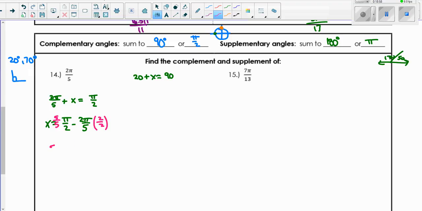So I'm going to get 5 pi over 10 minus 4 pi over 10. And then that means the angle that is complementary would have to be 5 pi minus 4 pi is pi over 10. So that's the complementary angle to 2 pi over 5. So 2 pi over 5 and pi over 10 would make a 90-degree angle.